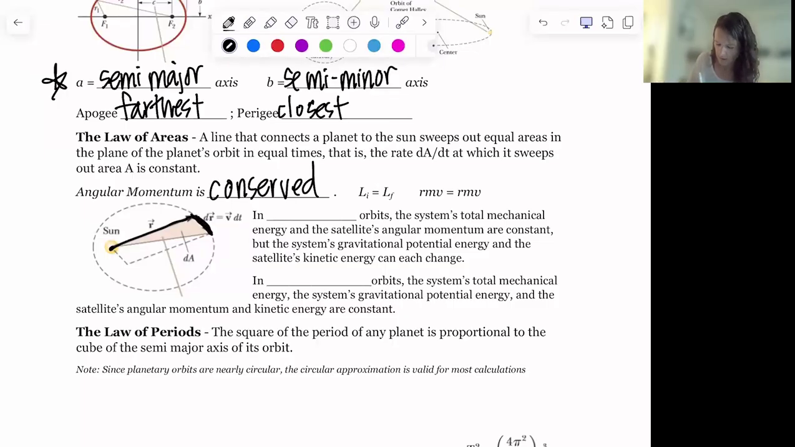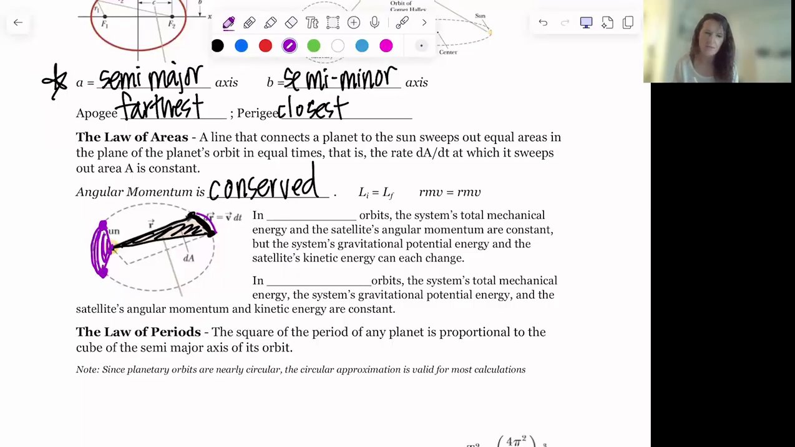If you draw a triangle, or almost triangle, a line that connects from the original place to the final place in one period of time, this triangle would be the exact same area as if that same planet on that same orbit started at a point here and had the same period of time there. The triangle that would be made here would be the exact same area. So essentially the purple area would equal the black area.